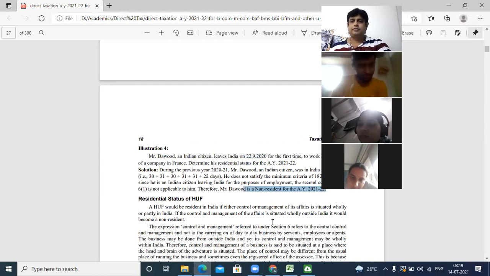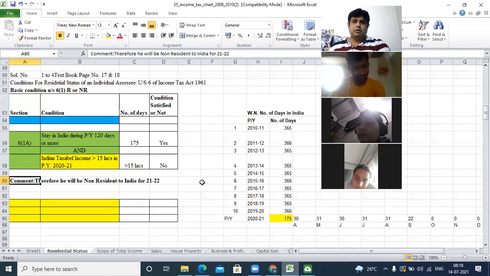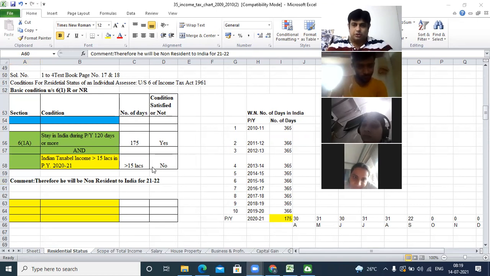Here, eh? Yes, sir. And what if this has been done? Suppose if this question has been modified and they are going to ask, what will be your answer if Mr. Dawood is earning more than 15 lakhs or 16 lakhs? Then what you will do?